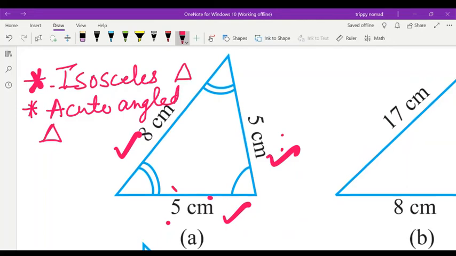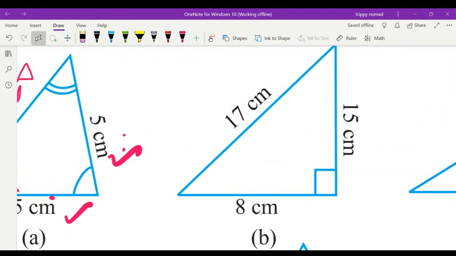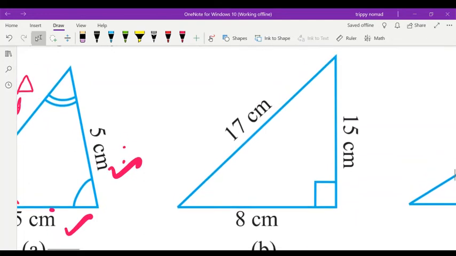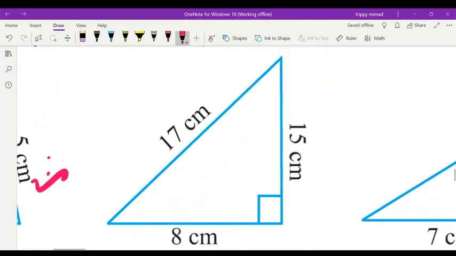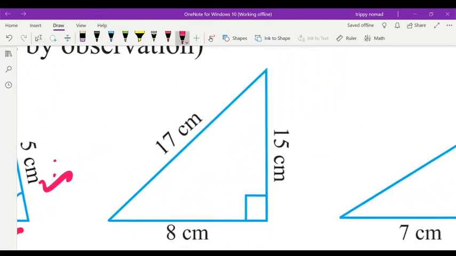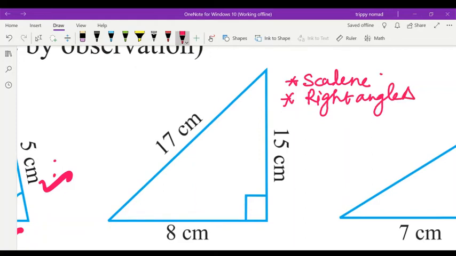Understood? Same way, children, in each and every figure you have to write two types of triangle, on the basis of angles as well as on the basis of their sides. So here all three sides have unequal measure. So what is that? That is called scalene. Scalene triangle. And another, one angle is 90 degrees. So what will you write? Right angled triangle. I hope you understood.